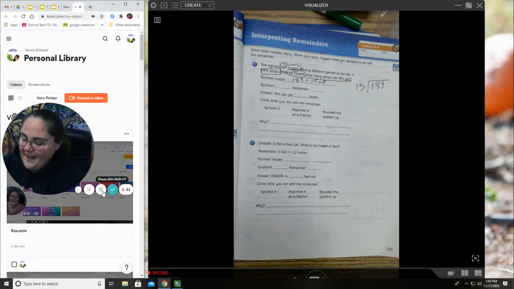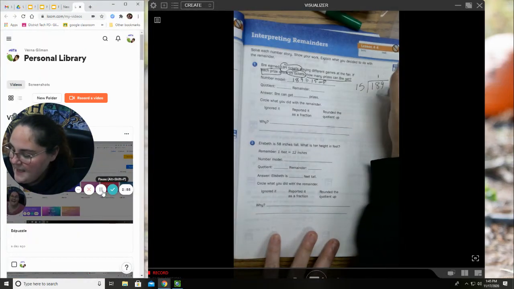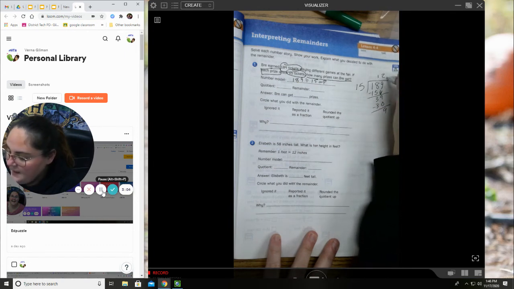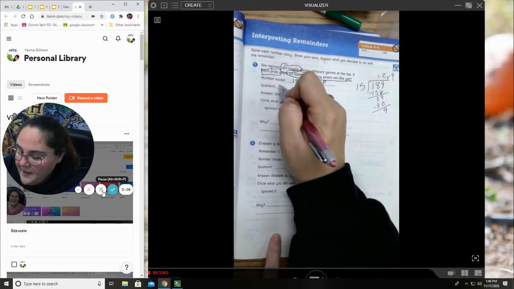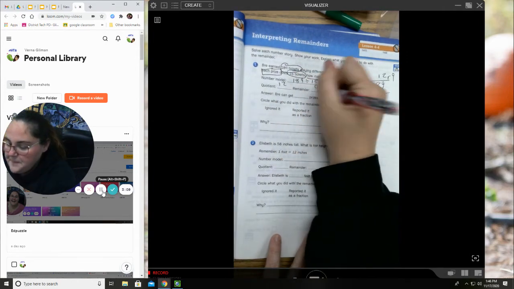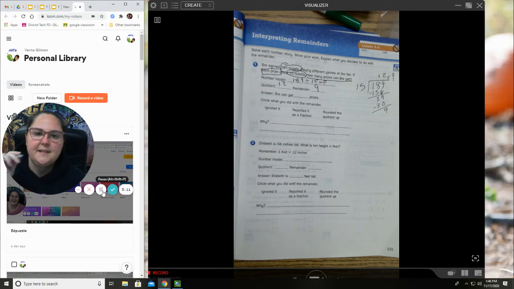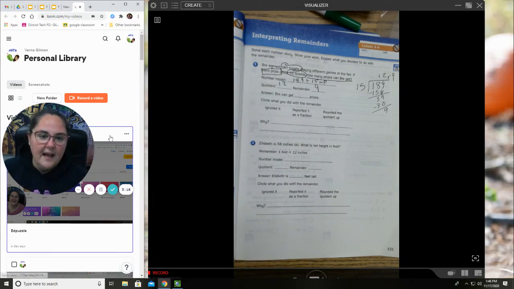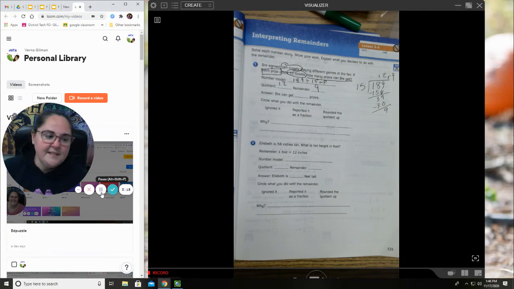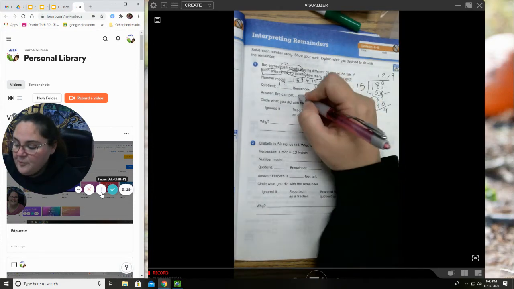All right, let's do the math. 15 goes into 18 one time. 3 left over. 15 goes into 39 two times, with 9 left over. So your answer would be 12, remainder 9. Now, let's think about this. How many prizes can Bree get? Can she get 12 prizes or 13 prizes? She only can get 12 prizes.